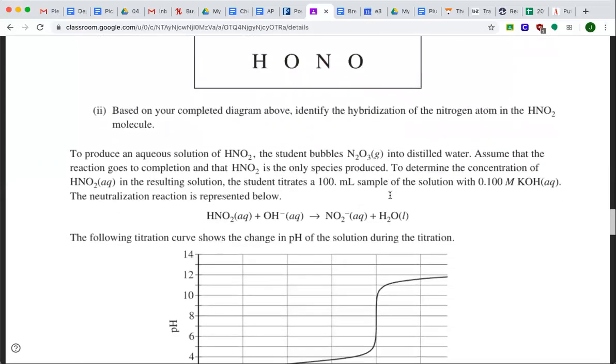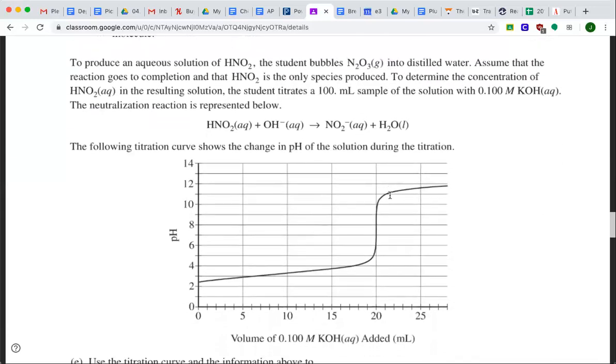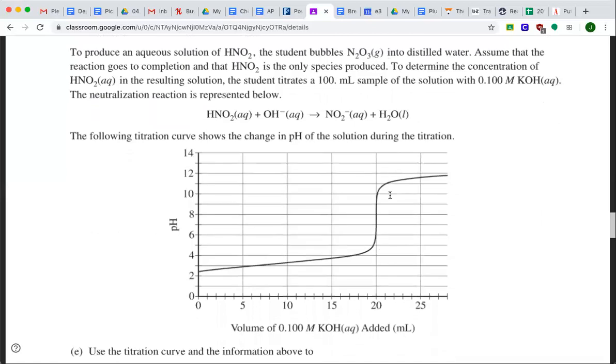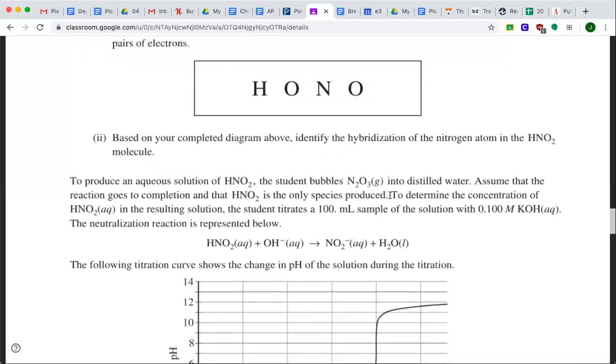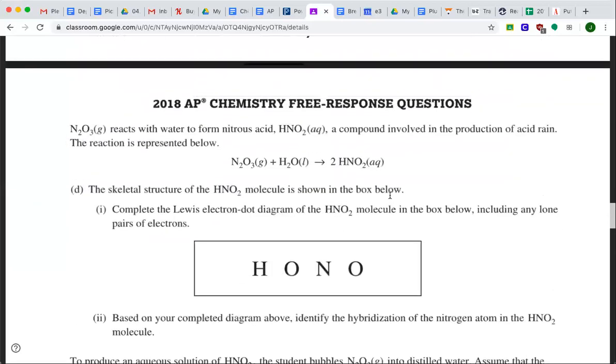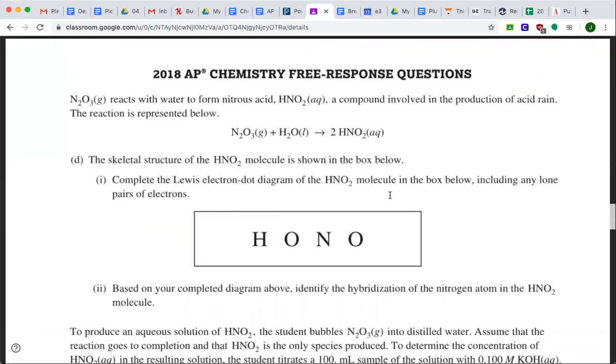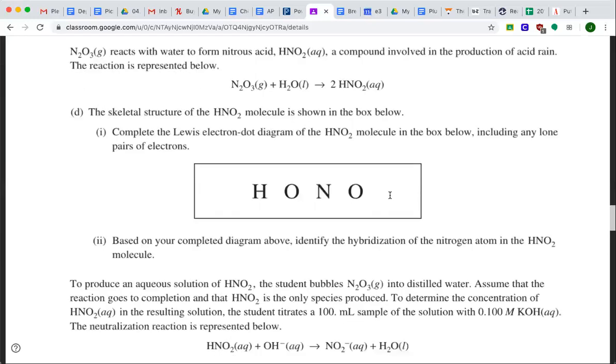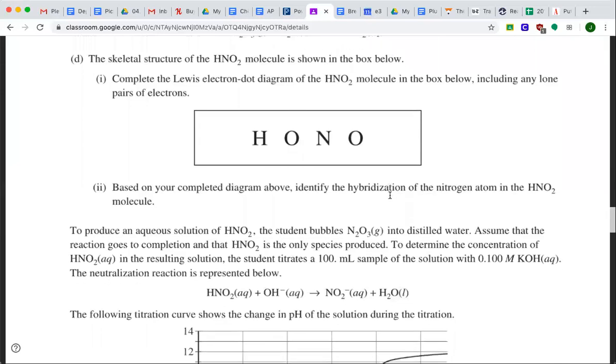All right, so next order of business. To produce an aqueous solution of HNO2, the student bubbles N2O3 gas into distilled water. Assume that the reaction goes to completion and that the HNO2 is the only species produced. Okay, do we have a reaction for this? We do. Okay, that's the reaction right there. So that thing plus 1 molecule of water yields 2 HNO2 aqueous. Great.